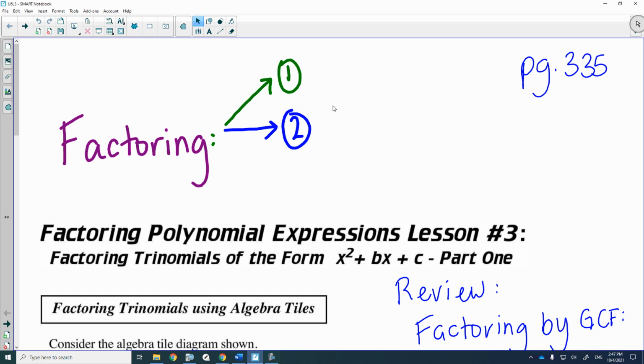This video is on lesson 3 in your textbook on page 335. We are doing the second method of factoring. I just want to make a note that we skip lesson 2 for now and we will come back to it. At the top of your page, I just want you to jot down factoring.